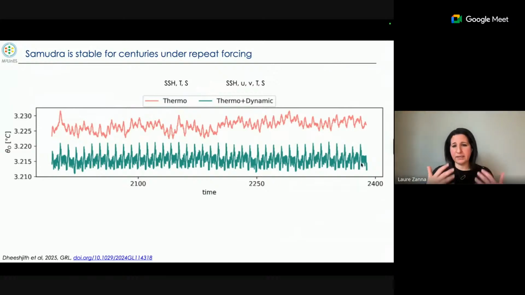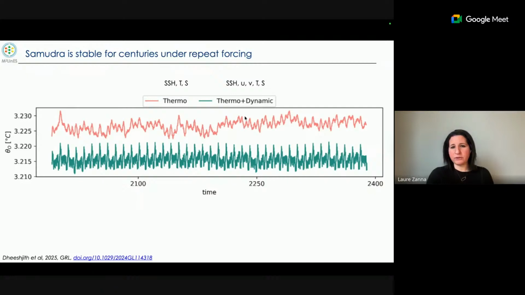If I take a forcing and I keep repeating it, then Samudra can run for centuries and be completely stable. And so that's good news. I can do the same, but now if I remove the velocity, I call that the thermodynamics. I remove the dynamics, if you want. Again, I can run it for centuries.